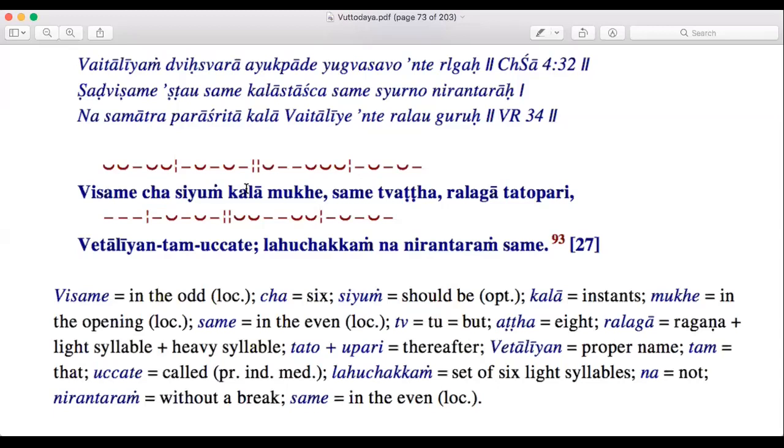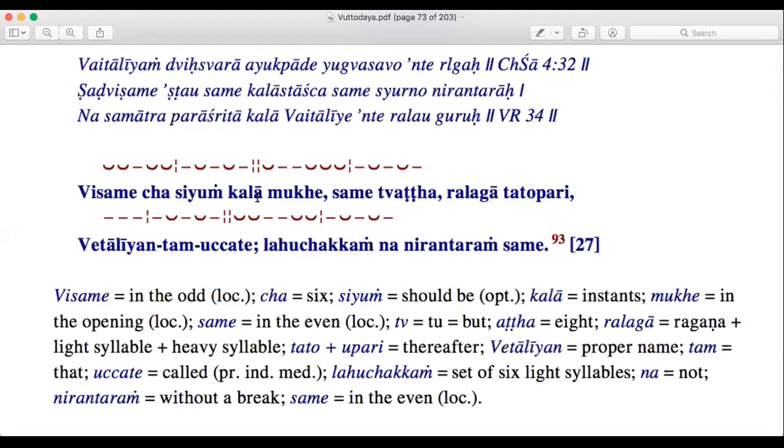Cha, siyum, kala, mukhe, at the beginning. We know that the word mukha sometimes refers to mouth, sometimes refers to face, sometimes refers to beginning. So here also beginning. Visame mukhe, in the beginning of the odd line.